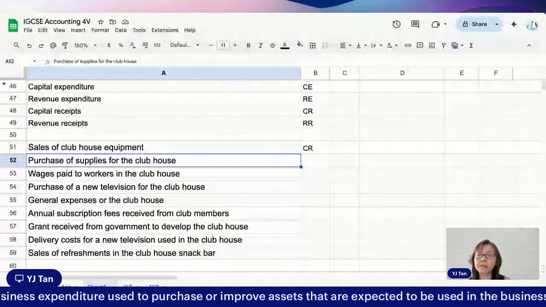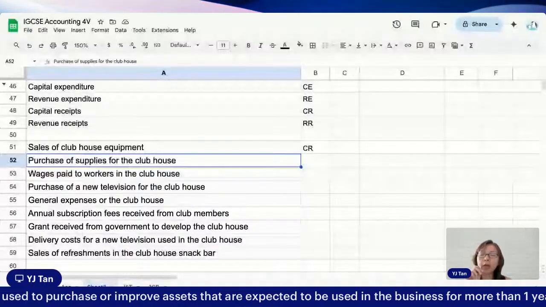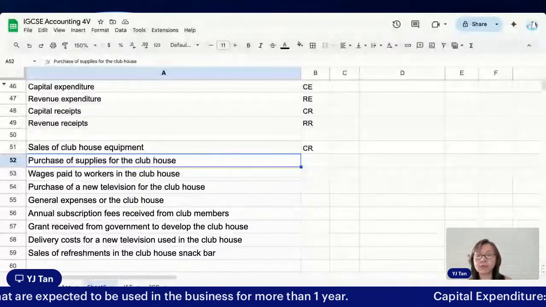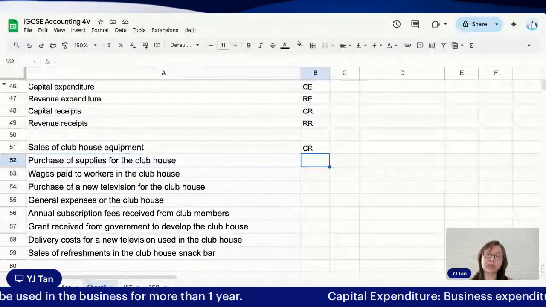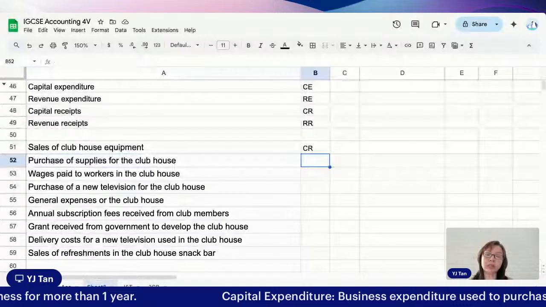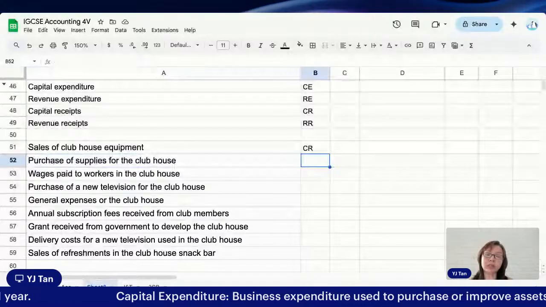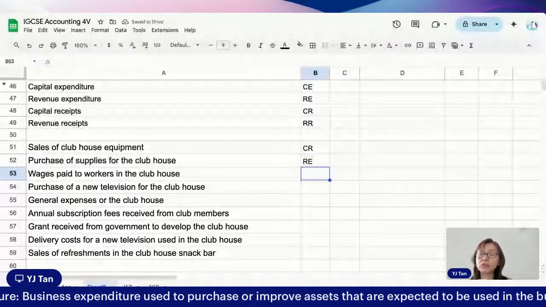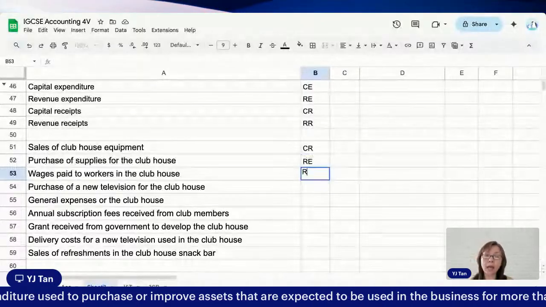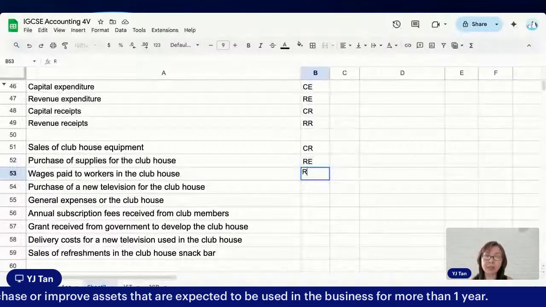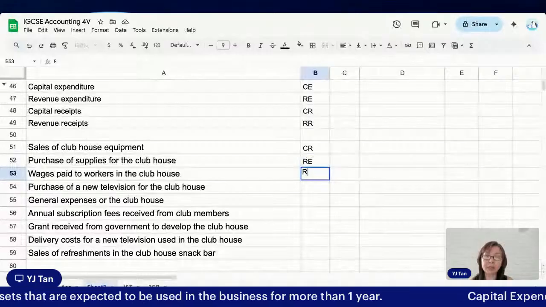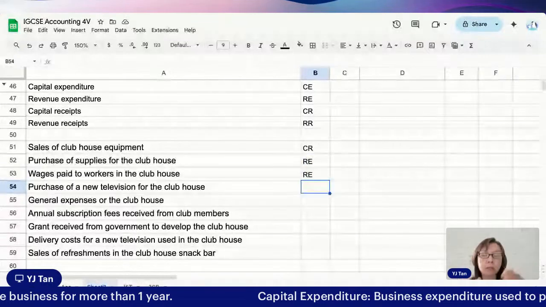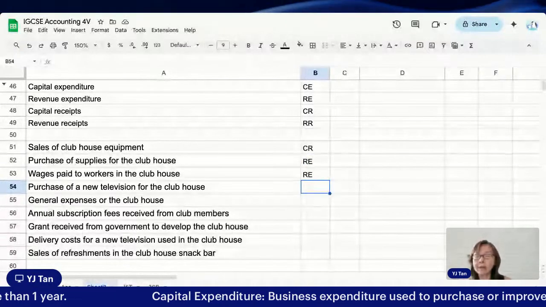Okay, purchase of the supplies. That means on and off you purchase some of the things which the clubhouse needs to use. So it is ongoing, a revenue expenditure. Then the next one, wages paid to the workers in the house. This one can also be considered an expenditure because you pay for the expenses, and it relates to a particular period of time.